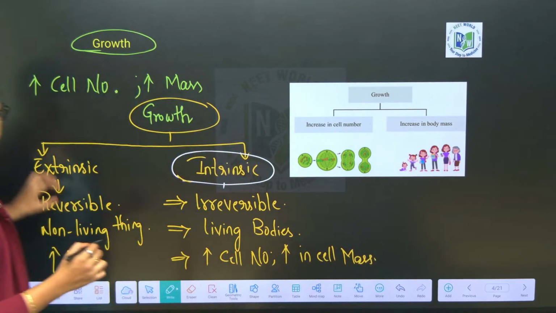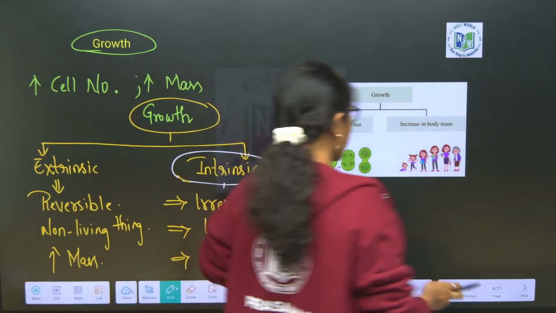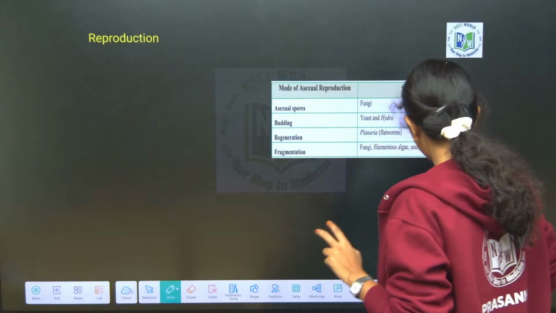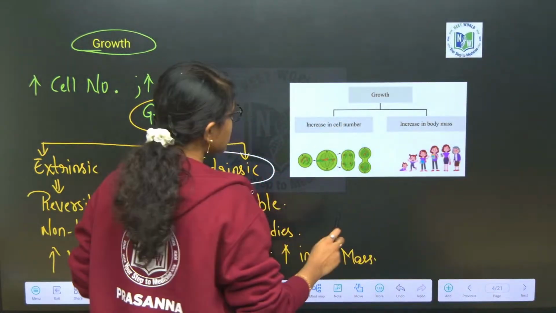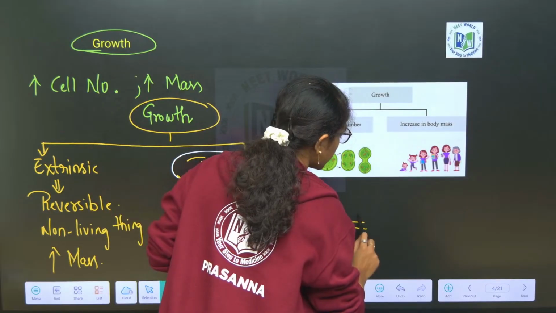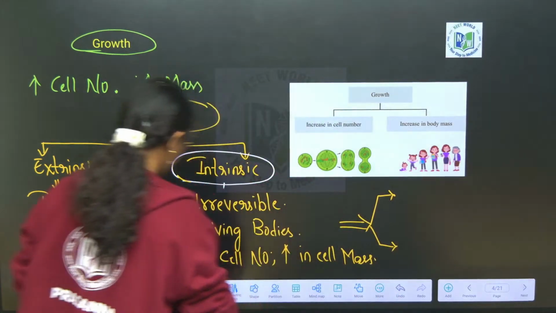So, we have two types, that is extrinsic and intrinsic. Intrinsic we can again say is of two types based on the organism in which growth is happening. Intrinsic is of two types, based on unicellular and multicellular organisms.